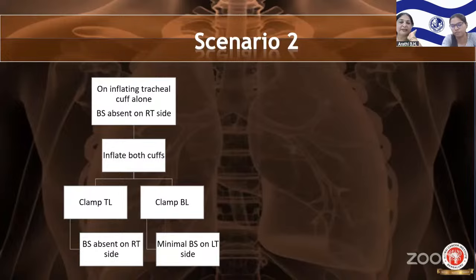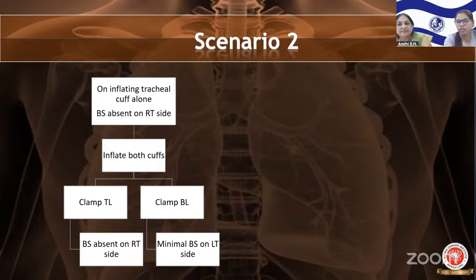So we understood correct placement. Always you should know the normal before you understand the abnormal. Here again I put a left-sided DLT. On inflation of the tracheal cuff alone, I'm supposed to hear breath sounds equal on both sides. Here I'm not able to hear breath sounds on the right side. Then I inflate both the cuffs, tracheal as well as bronchial. Then I clamp the tracheal lumen, and breath sounds are absent on the right side, as they ideally should be. Then I clamp the bronchial lumen, and there is only minimal air entry on the left side. So what is the scenario? How do you explain it, Dr. Nazreen?